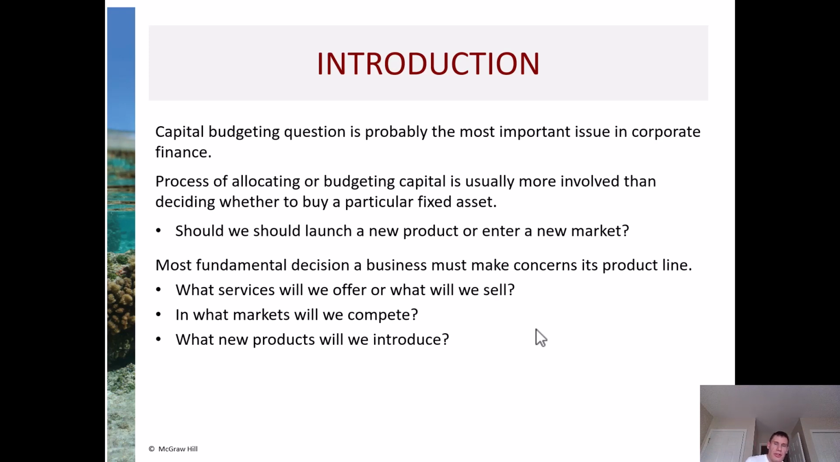So the capital budgeting question is probably the most important issue in corporate finance. This is the process of allocating or budgeting capital, which is usually more involved than deciding whether to buy a particular fixed asset, right? So for example, should we launch a new product or should we enter a new market?